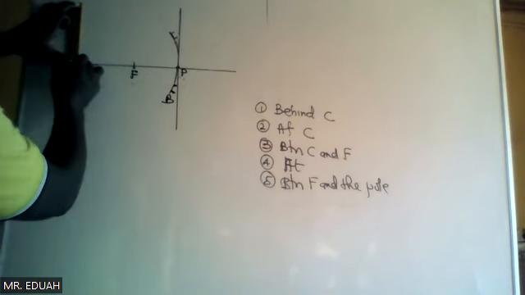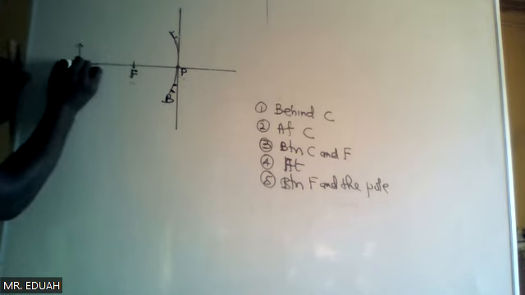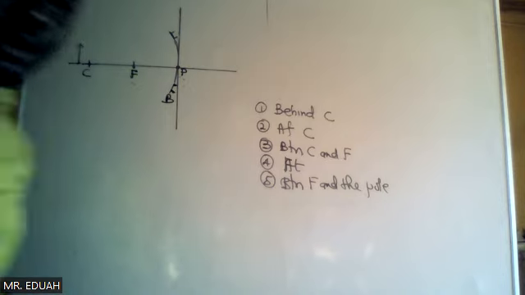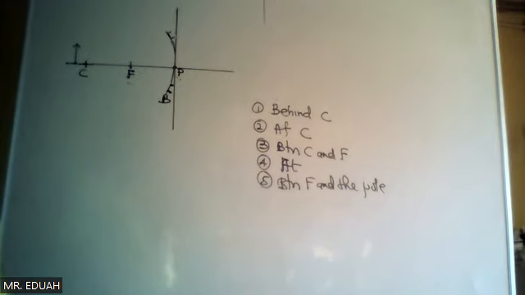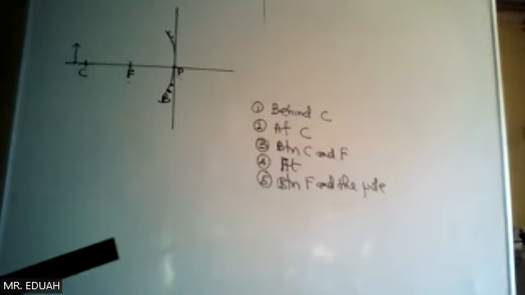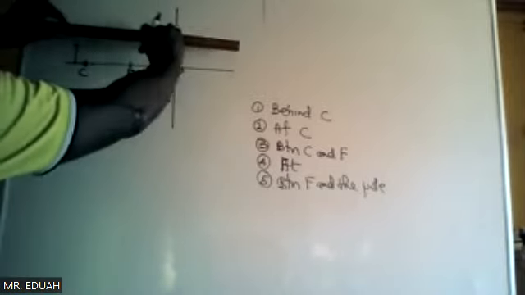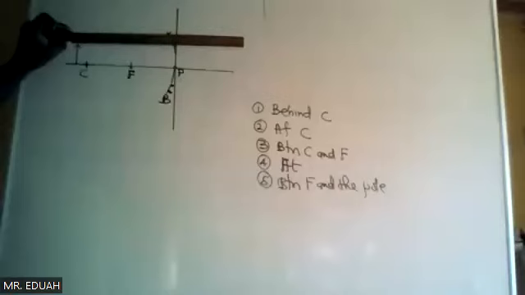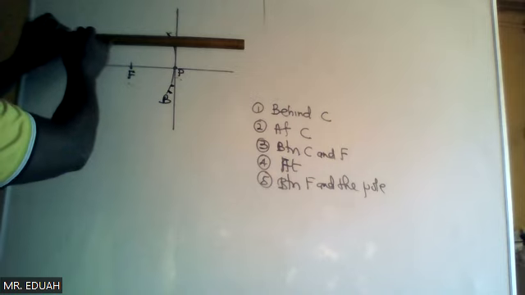So the object is here. It's an extended object. So this is the head of the object, this is the foot. The foot is always on the principal axis. So I'm going to use the rules. The choice is mine as to which one to use. Any two. A ray of light, the rays must always come from the object. Okay, a ray of light from the object parallel to the principal axis. The ray is parallel to the principal axis.